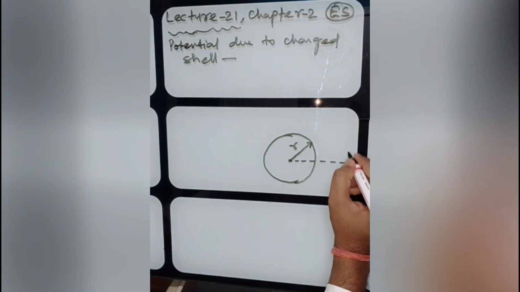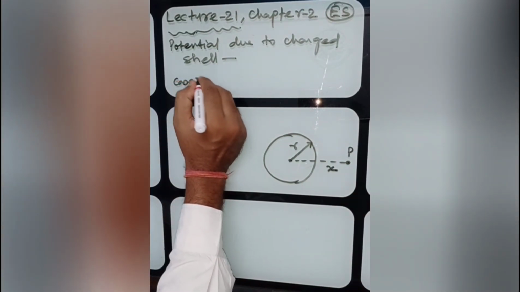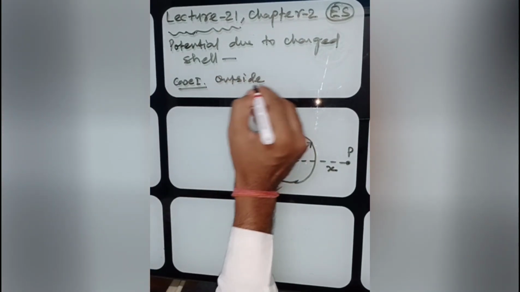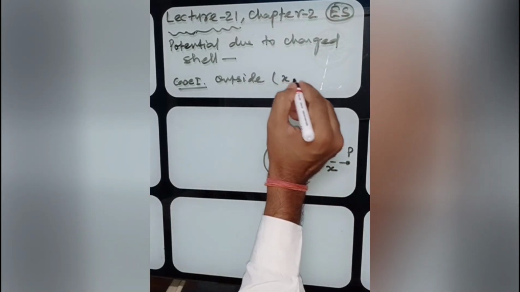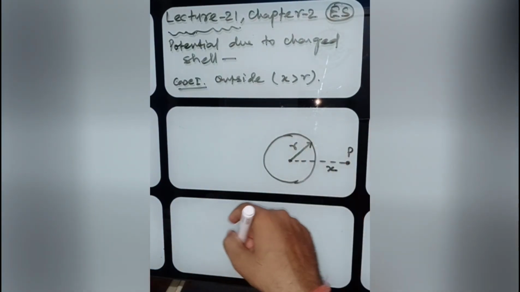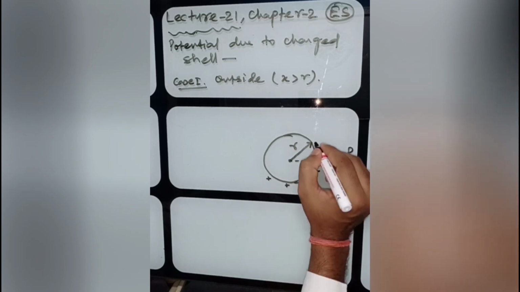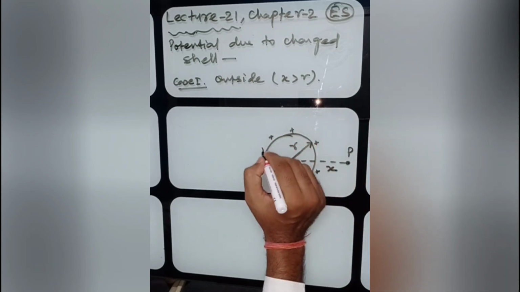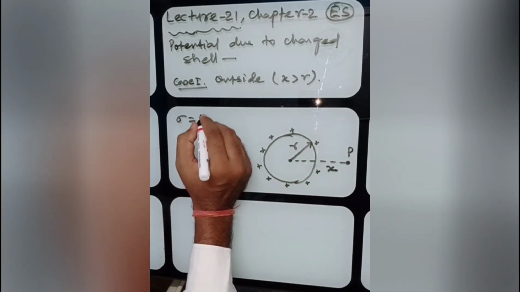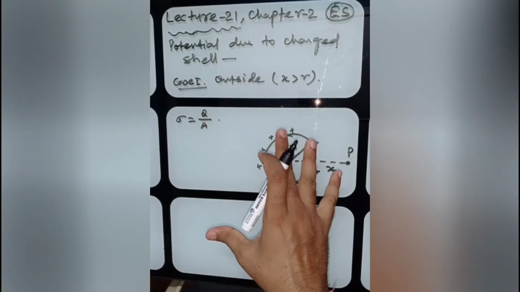One point P, suppose this distance is x, that is case 1, it is outside. Okay, that is x is greater than r, outside the cell. Remember, this is the cell and this cell is charged. Sigma is the surface charge density, the charge per unit area, my dear students.